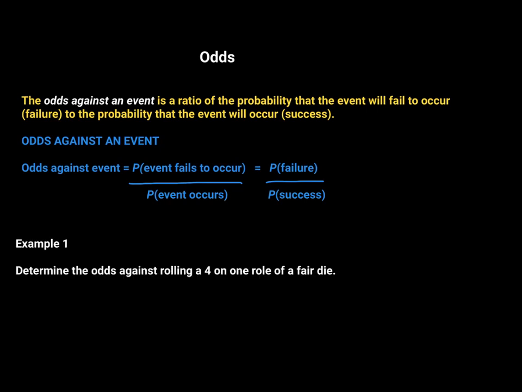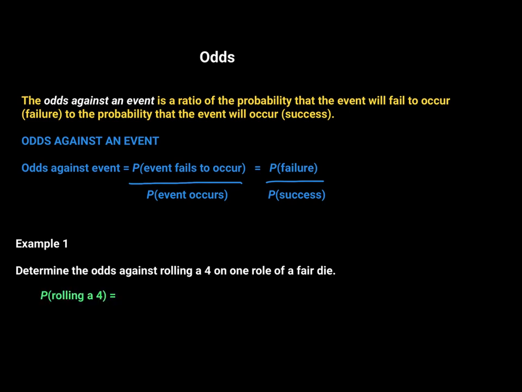For example, determine the odds against rolling a 4 on one roll of a fair die. Now, before we can determine the odds, we must first determine the probability of rolling a 4, in other words, the probability of success, and also the probability of not rolling a 4, failure. When you're rolling a fair die, we know that there are 6 possible outcomes, right? Rolling a 1, a 2, a 3, a 4, a 5, or a 6. So this is how we're going to do it.